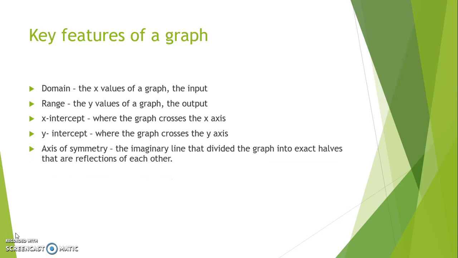And an axis of symmetry, you probably remember this from maybe last year when we were talking about shapes, an axis of symmetry is an imaginary line that divides the graph into exact halves that are reflections of each other. So an axis of symmetry is a line that you could fold the paper on, and when you folded the paper, the graph would actually be on top of itself.